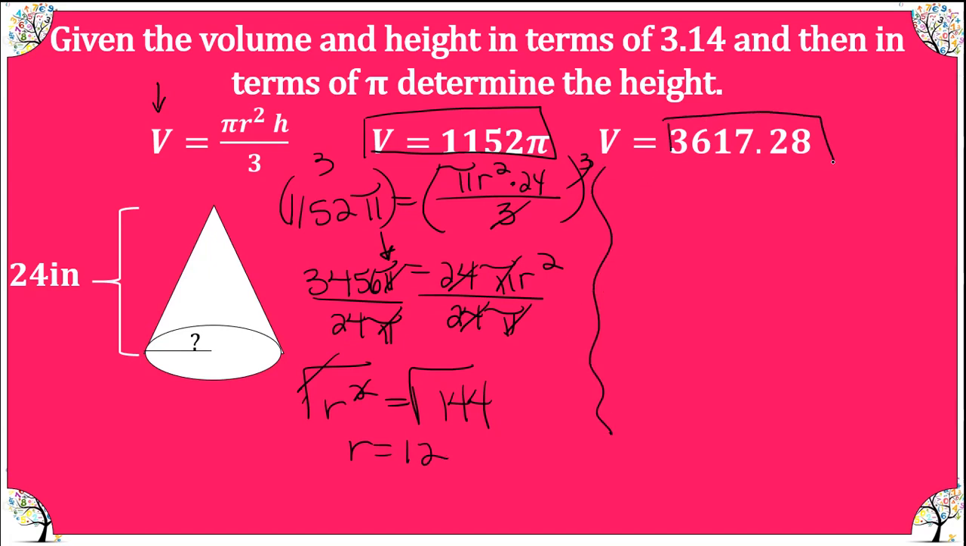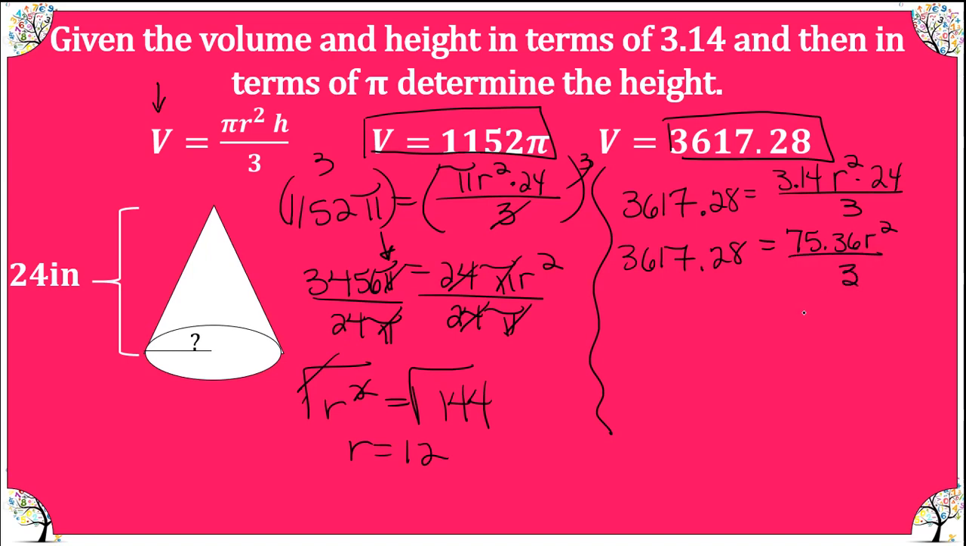This time we have the volume in terms of 3.14. 3.14 times some radius squared times our height of 24 divided by 3. Now this time, before I start solving, I'm going to go ahead and multiply 3.14 times 24. 75 and 36 hundredths.